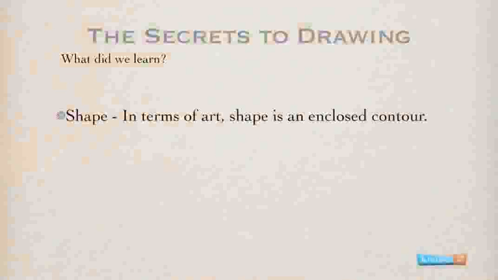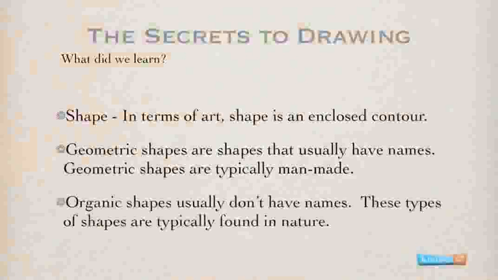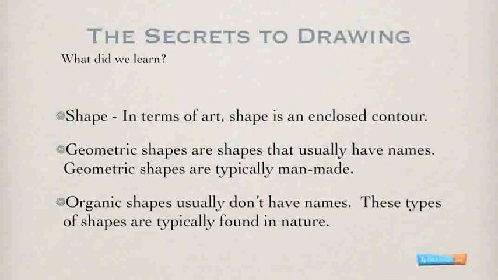So let's take a look at what we learned in this video. First, in terms of art, shape is an enclosed contour. Although there's an infinite number of shapes, all shapes fall into one of 2 categories. Geometric shapes are shapes that usually have names, and geometric shapes are typically man-made. Organic shapes usually don't have names. These types of shapes are typically found in nature.